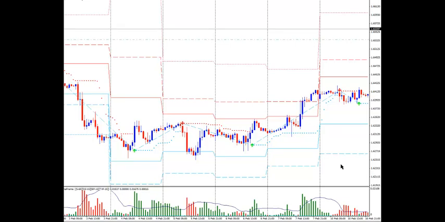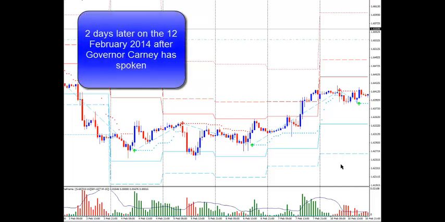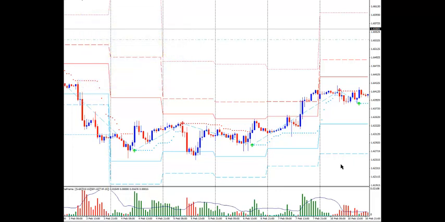Hi there, we're back again. Just having a look at now how it's 2 days later, and Governor Carney has spoken. So I want to show you the effects of how the trade actually played out, the one that I spoke about on the webinar on the 10th of February, on the Monday, and how I was focusing a lot on the pound, and how we could possibly see some form of breakout opportunity or trading opportunity.